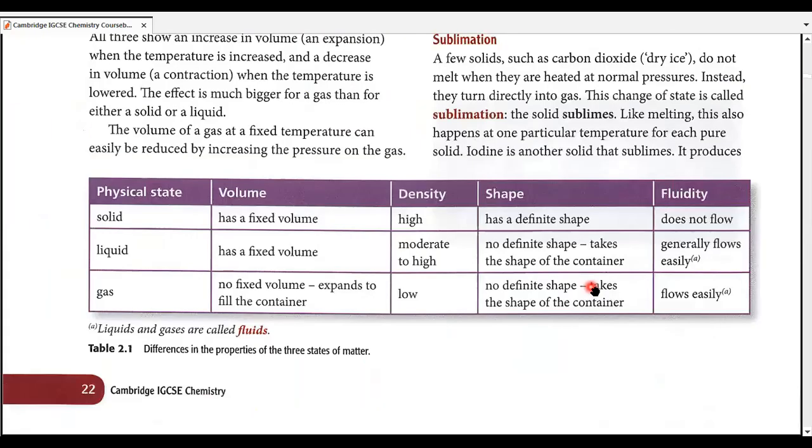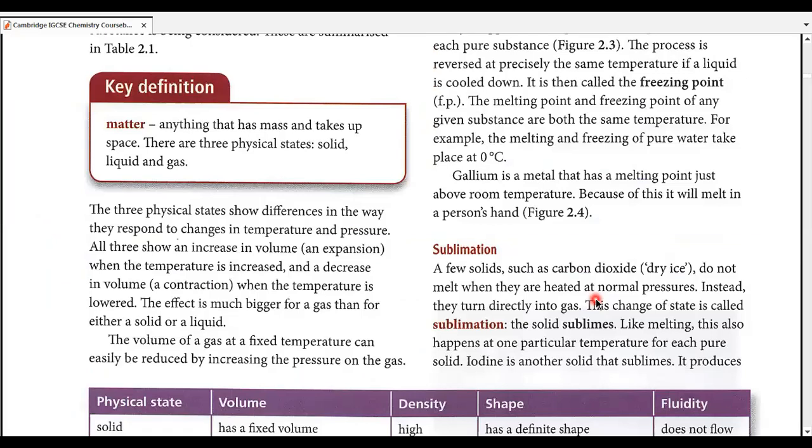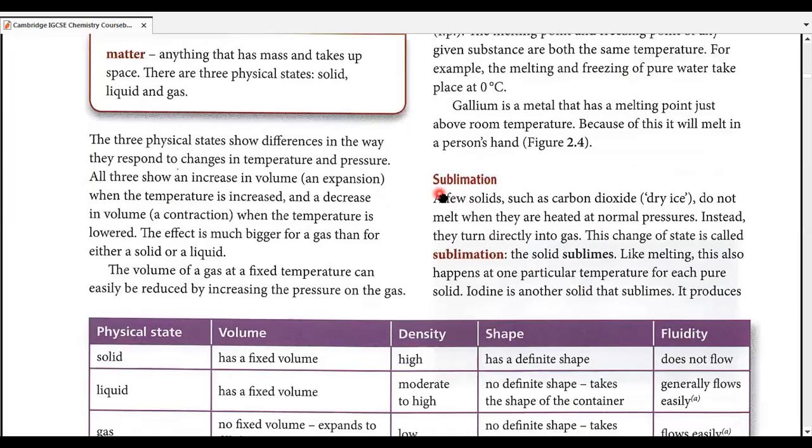This was the example. Now moving on to the other process, we also need to go with the process of sublimation. A few solids, not all solids, such as carbon dioxide, which is actually the name of a gas that we usually exhale.